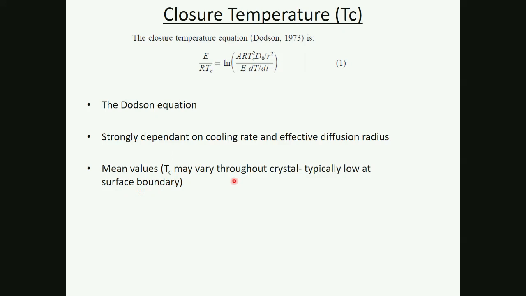It's not constant even in a single crystal, let alone a whole population of crystals, or in a rock, or a panel of the crust that you want to try and get a closure temperature for. So these are some things you have to take into account. It's not as cut and dry as one might think given Dodson's equation.